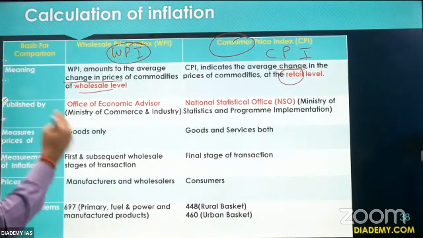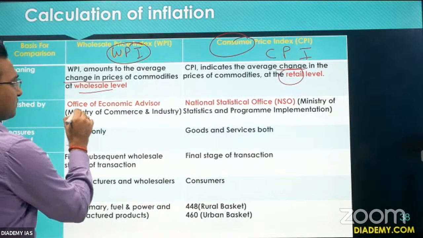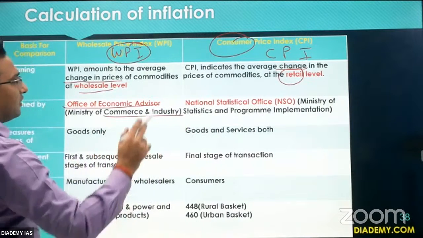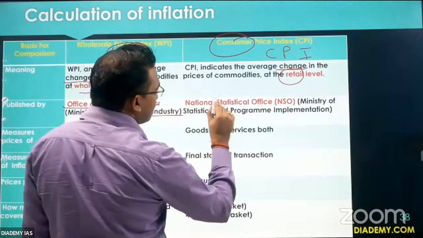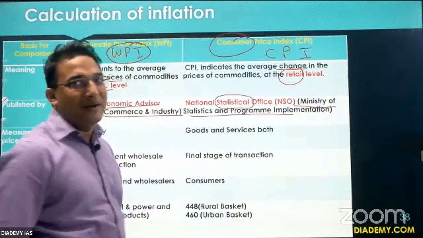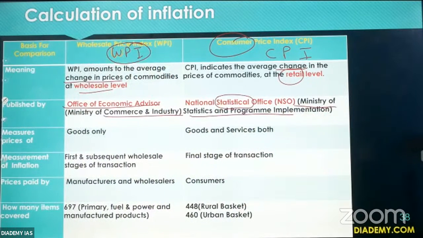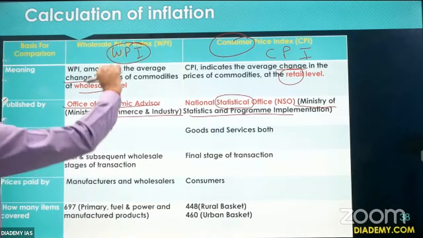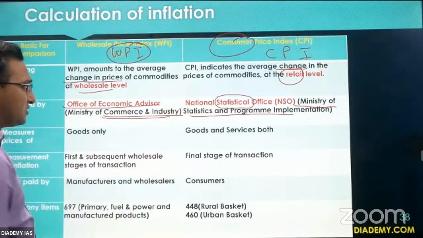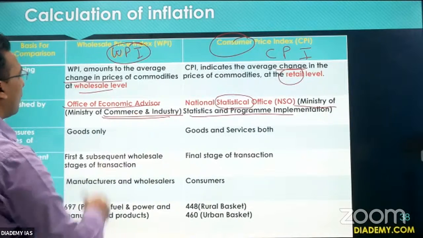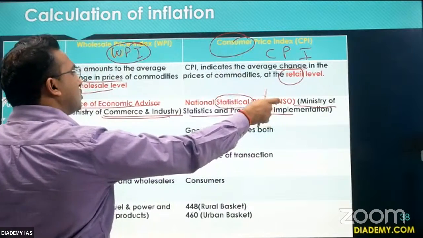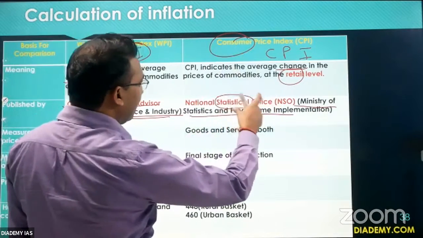Then which agency publishes? So it is published by the Office of Economic Advisor, the Ministry of Commerce and Industry. Consumer price index, it is published by the National Statistical Office, that is NSO. It comes under the Ministry of Statistics and Program Implementation. You have to understand one thing very importantly, this wholesale work is a commerce and industry task. Wholesale is the industry. That is why this is the Ministry of Commerce and Industry. And at the consumer level, there is a trend calculation, which is done by the statistical office.